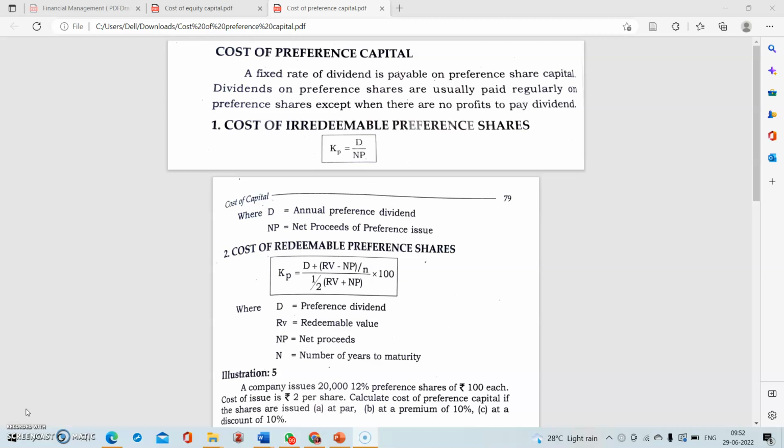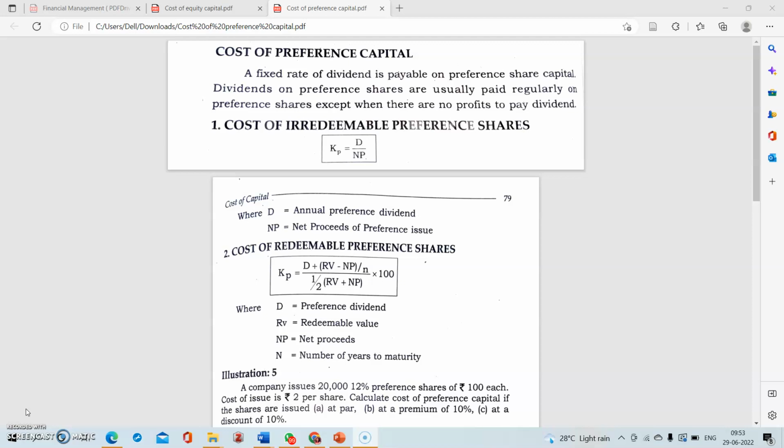Preference share capital: they have a preferential right over getting dividend and repayment of capital at the time of winding up. So in these two regards, they have some preference over other shares. Other shares means the ordinary shares or the equity shares. So that is why these are known as the preference share capital.